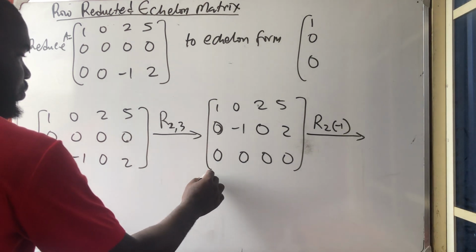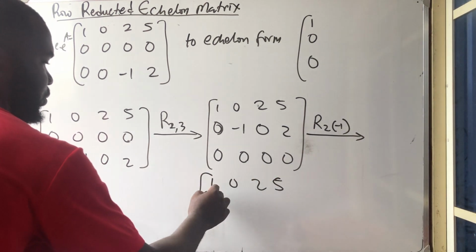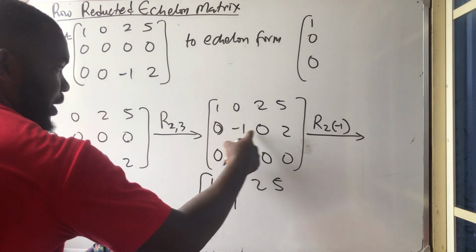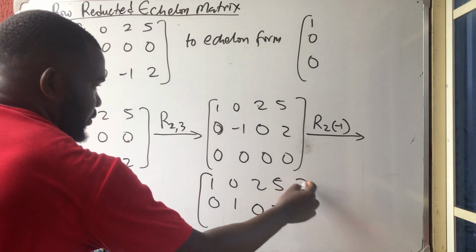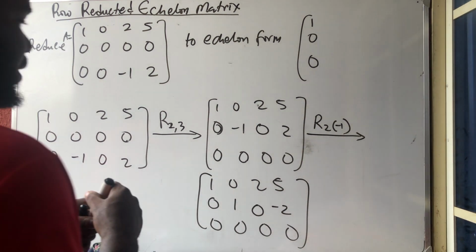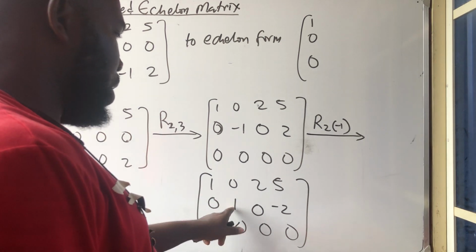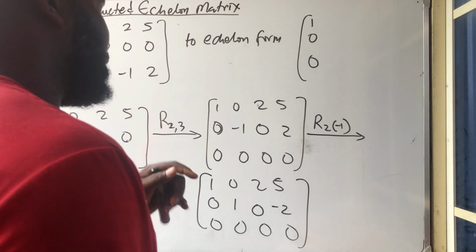So you now have that. The answer to that will now be what? The answer will be 1 0 2 5 0 1. 1 times minus 1 is minus 1. 0. 1 times this is minus 2. Then finally 0 0 0 0. Now we have that what? 1 0 under it, 1 0 under it. So the last thing we need to do is what? To get 1 here. And how do we get 1 here?